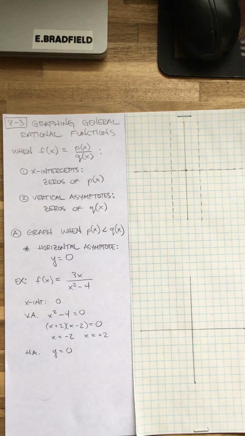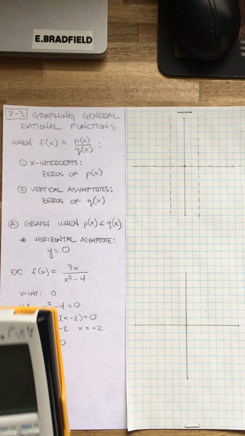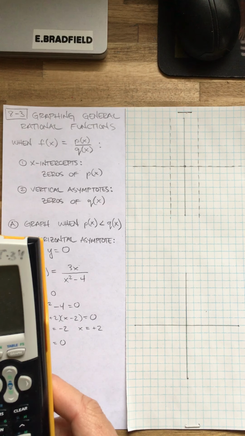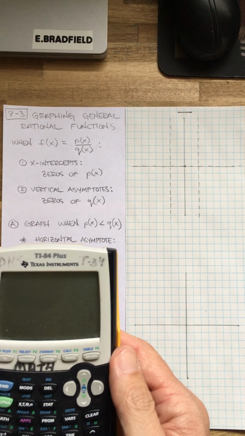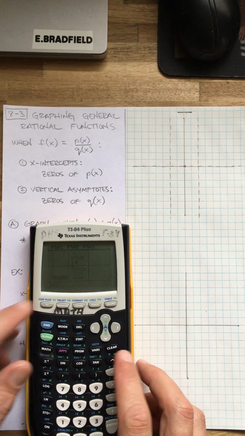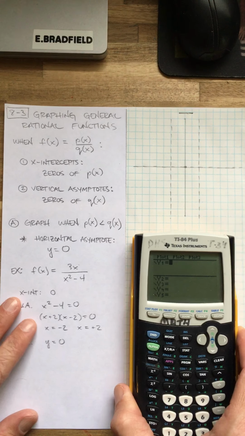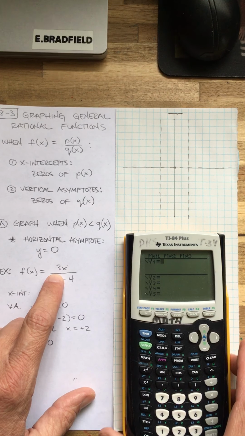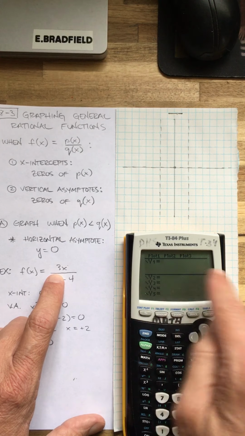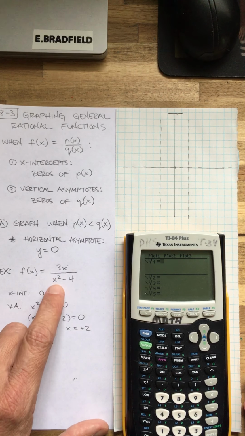Here's what I'm going to have you do. It'll make it easier than last time. Now we need a t-chart, but I'm not going to have you do it all by hand. This is going to take too long, so let's turn your calculator on. I'm going to clear all this, and enter this function into my y equals button. So I have 3x over x squared minus 4.